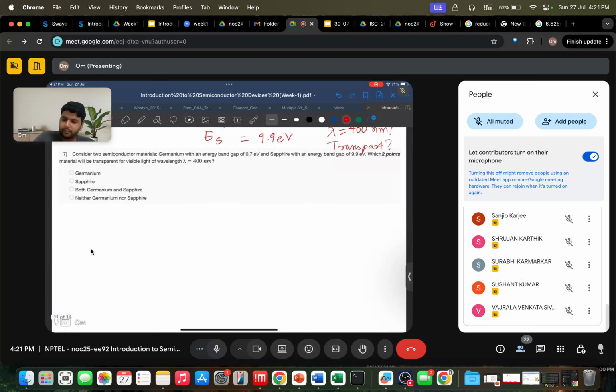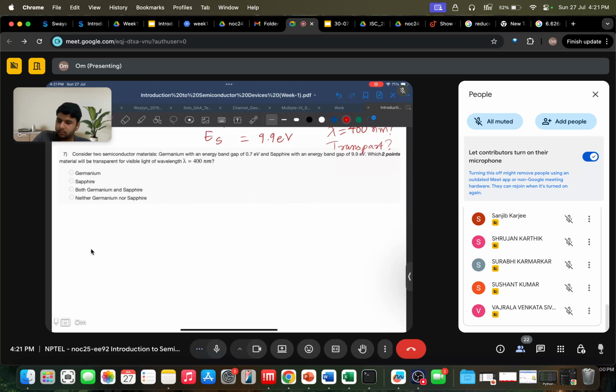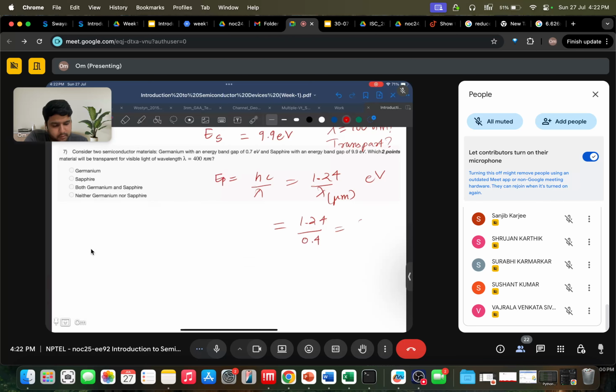If you see, the energy of this photon is hc by lambda. In terms of electron volts, it's only 1.24 by lambda, where lambda is in micrometers. So 1.24 by 0.4 will be 3.1 electron volts. So the energy of the incoming photon is 3.1 electron volt.